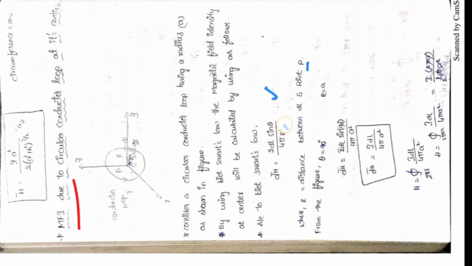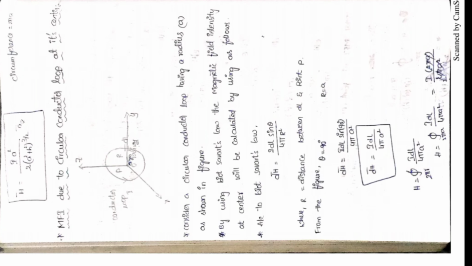What is theta? dH equals I dl sin theta by 4 pi a square, because r is replaced with a. Here, I dl sin 90 by 4 pi a square. How are we obtaining theta equal to 90 degrees? From the figure, you can see the angle is 90 degrees.